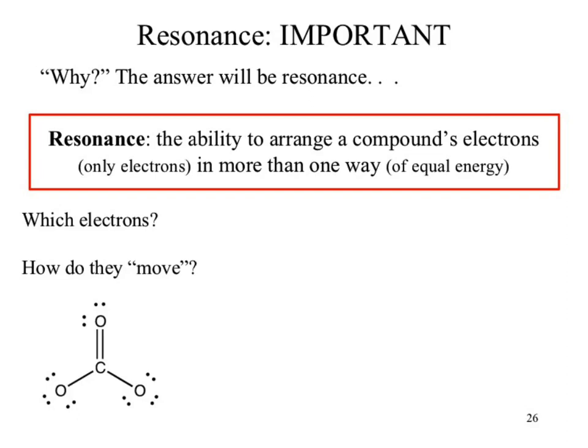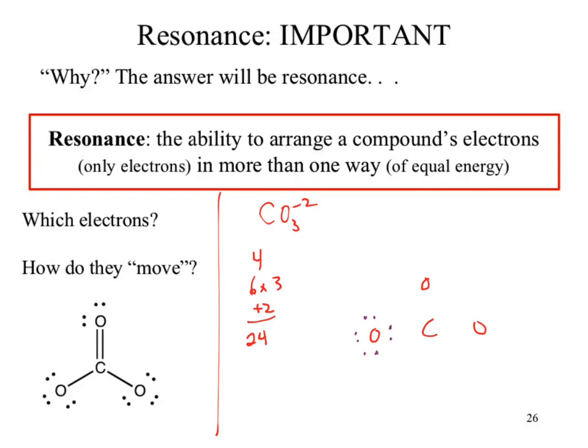How do we deal with it? Well, if you follow through the rules for how we would draw out this compound, we have CO3 2-. And we draw out all our stuff: carbon 4, oxygen 6 times 3, negative 2 charge means plus 2, we get 24. Carbon's our center, oxygen, oxygen, oxygen. We drop in electrons. 8, sloppy, close enough. 16. 24. So far, so good?